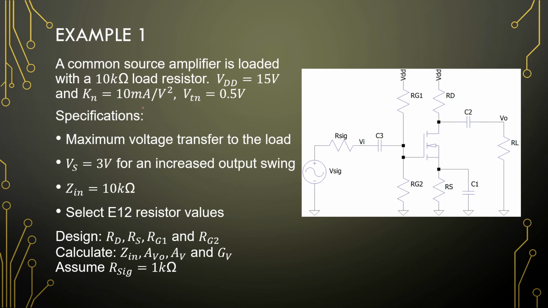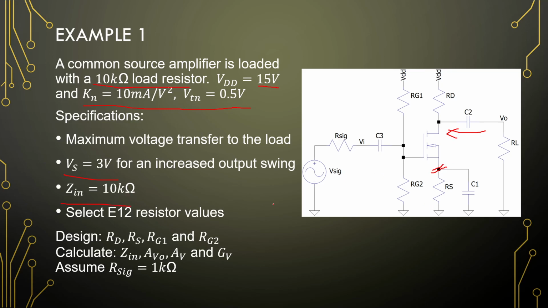After each example, we will look at the simulation of it to see how accurate our design is in the end. So first, we should drive a 10 kilo ohm load resistor, VDD of 15 volts, Kn of 10 milliamps per volt squared, and a threshold voltage of 0.5. Okay, specifications. Maximum voltage transfer to the load. So the output impedance here should be 10 times less than the load. A Vs of 3 volts, so right here we should have 3 volts.